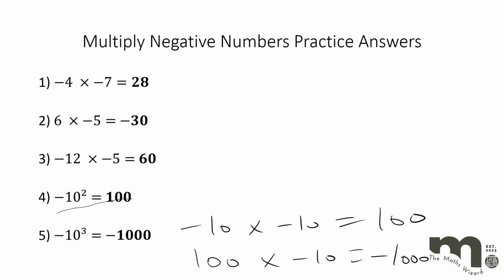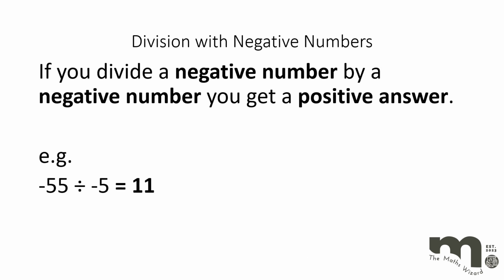Okay, let's take a look at the divisions then. The key rule here is if you divide a negative number by a negative number, you will get a positive answer. So we've got -55 divided by -5 there. You will definitely get a positive answer whenever you do that. Let's give some other examples. If we do -30 divided by -6, that will give us positive 5.